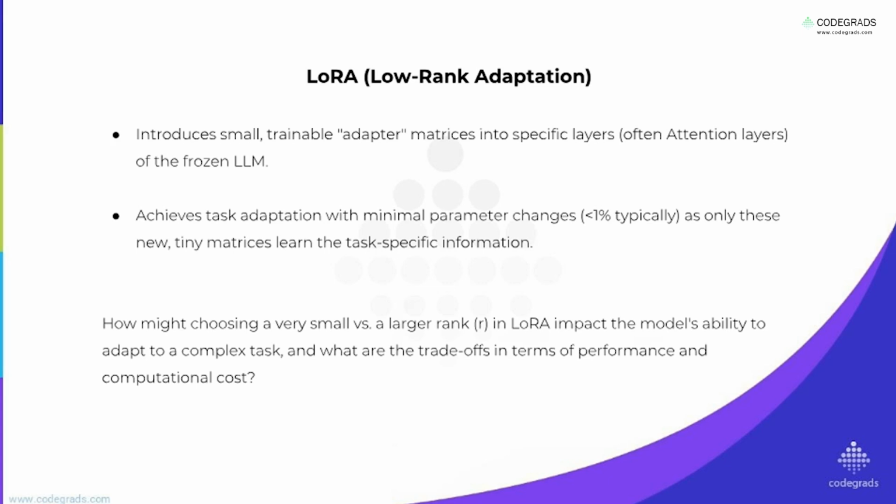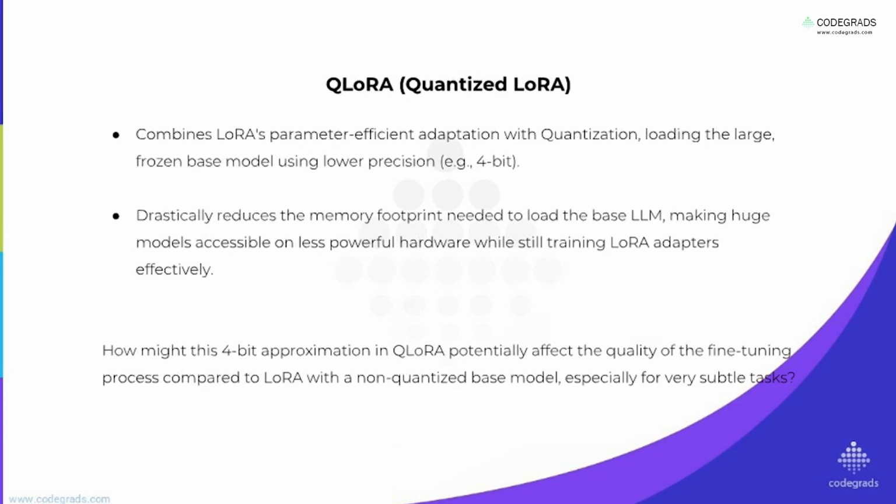The slide asks about the rank R in LoRA. Think of R as the capacity of these adapter matrices. A very small R means fewer trainable parameters, it's faster, uses less memory, but might not capture all the complexity of a difficult task. A larger R gives the model more capacity to adapt, potentially leading to better performance on complex tasks, but at the cost of more computation and memory. It's a trade-off.